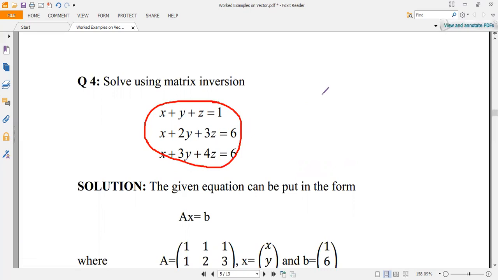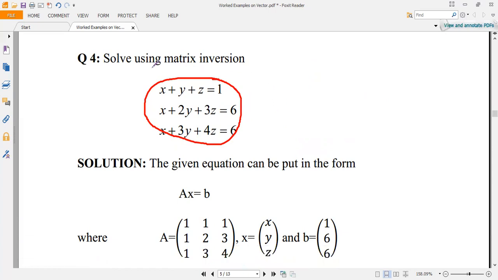There are different methods to find the solution to the given system of linear equations. The first one is the matrix inverse method. The other one is Cramer's rule. The other ones are Gauss elimination, Gauss-Jordan, and others. So the question is to use the matrix inversion method to find the inverse of this matrix.